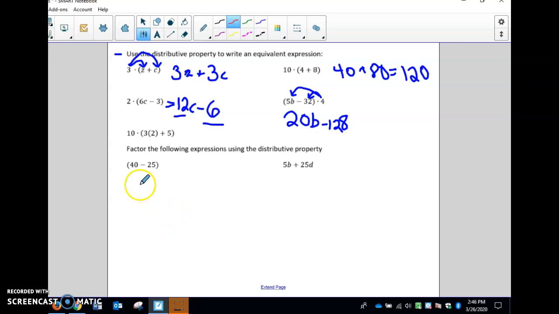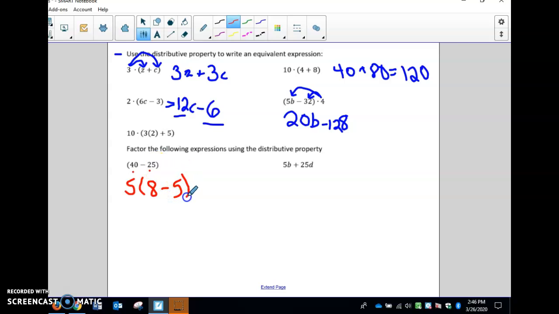Okay, in the last minute I have of this screencast, I can see right away that 5 goes into both of them. So if I think of this as 5 times what gives me 40? That's going to be 8. 5 times 8 is 40. And then I'm going to do 5 times what is 25? Well, that would be 5.